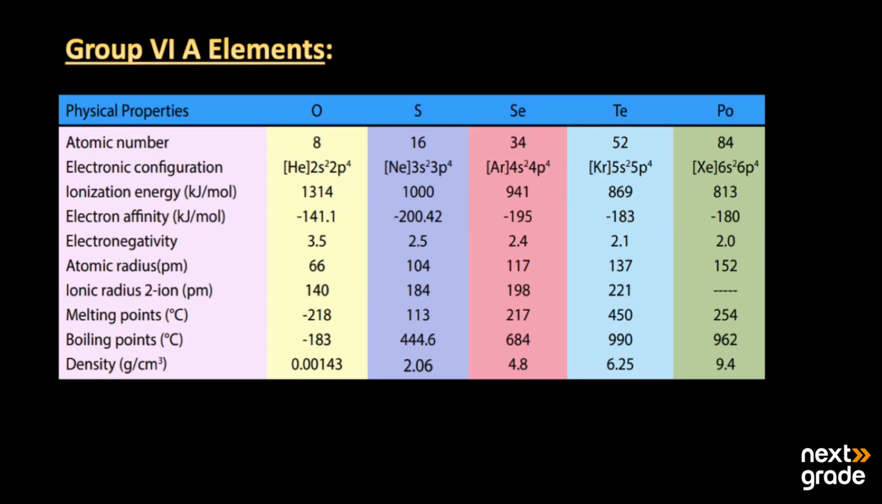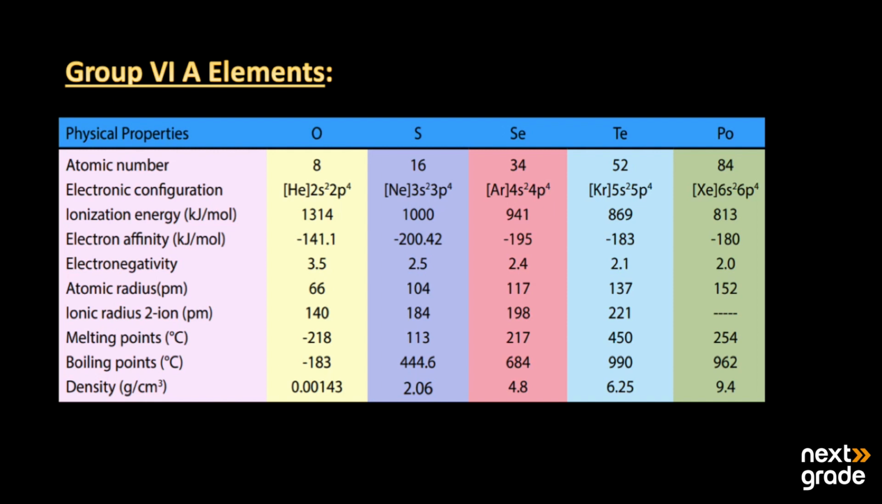Next we have the group 6A elements along with some of their physical properties. The first physical property is their atomic number. Oxygen has atomic number 8 and its valence shell electronic configuration is 2s2 2p4. It means it contains a total of 6 electrons in its valence shell. Likewise, sulfur also contains 6 electrons. Selenium, tellurium and polonium all contain 6 electrons in their valence shell, and the atomic number ends at 84, which means it increases when we move from top to bottom.